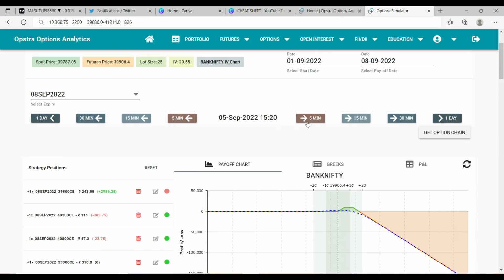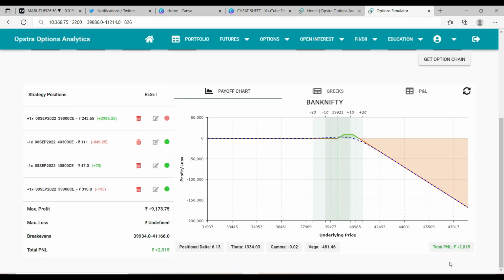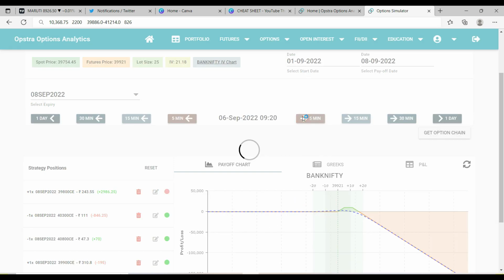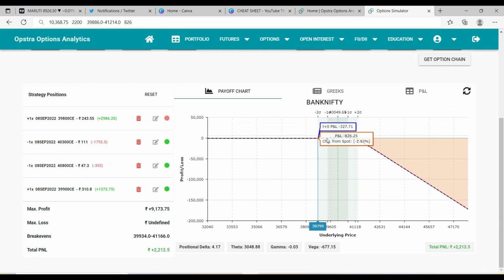Now again I'll go to the end of the day, end of the market, right? We are at 2,000 profit. So next day morning, I'm not even showing you the chart. I'm just doing this based on the price action. Next day morning, what happened? Slight bullish, right? There was a slight gap up of 5 or 10 points, so we are at a profit.